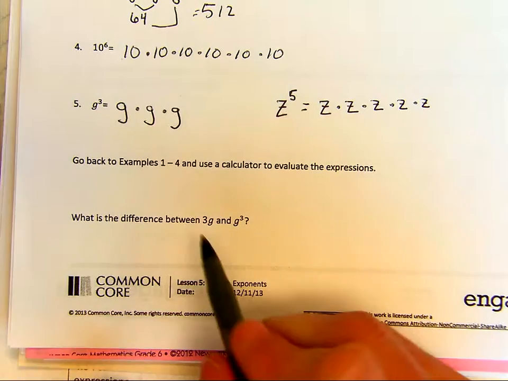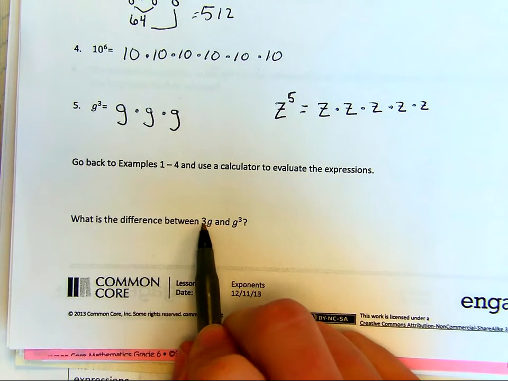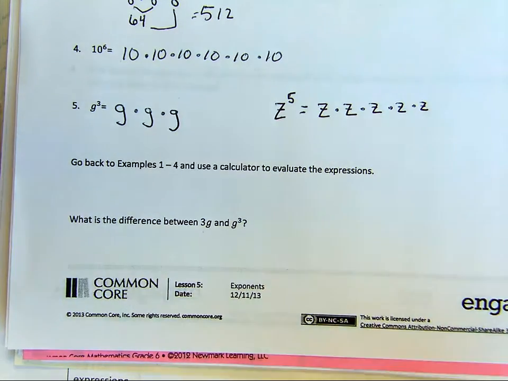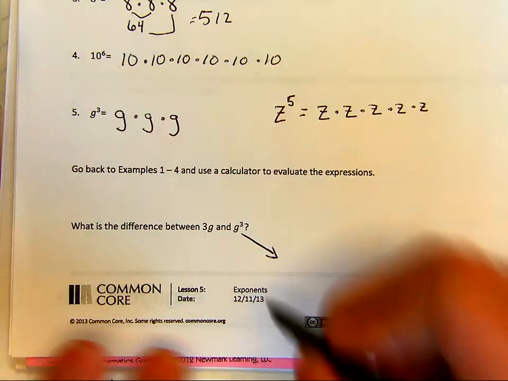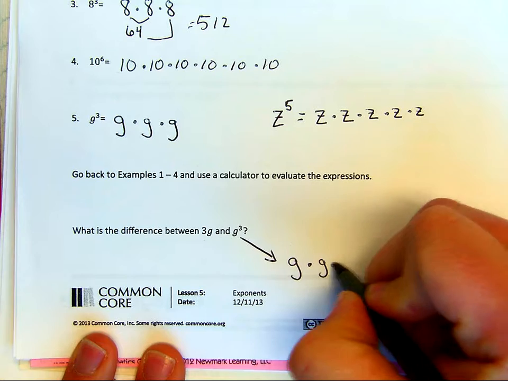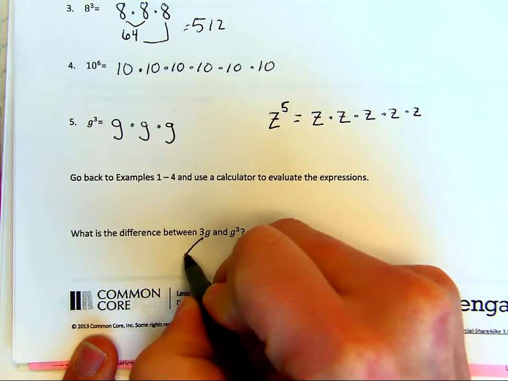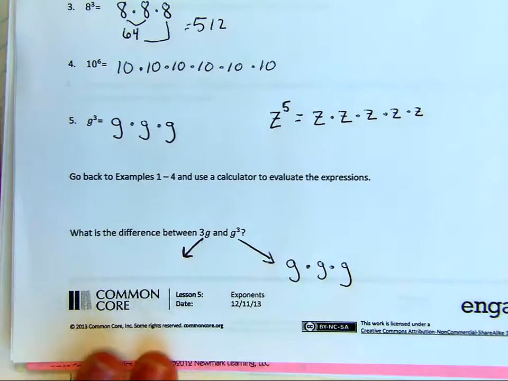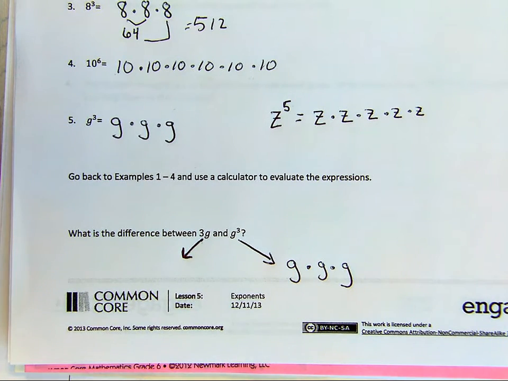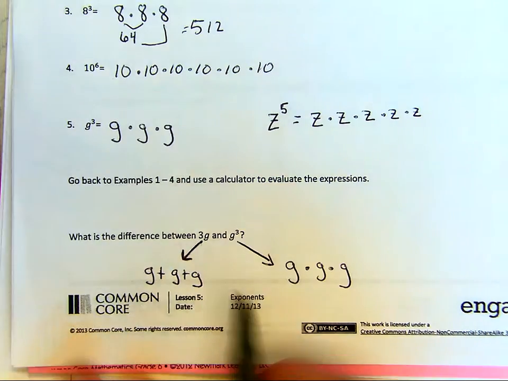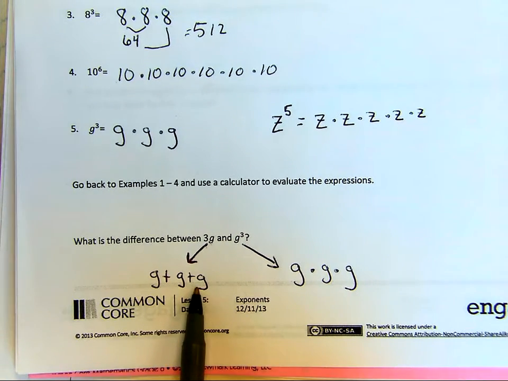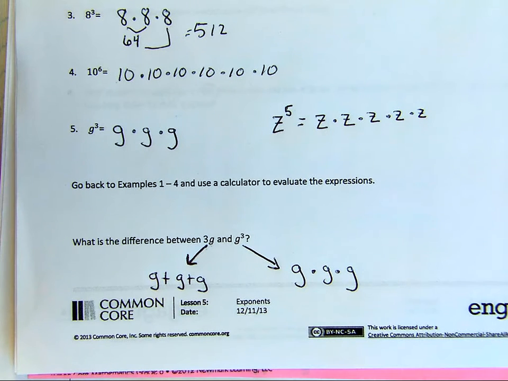Now I want to look at this one, okay? The difference between 3g, which means 3 times g, and g to the third power. So we know g to the third power, Connor, you said it was what? G times g times g, but this 3 times g or 3g, they mean the same thing. What would that one be as a repeated problem? Leo? G plus G plus G. So multiplication is repeated addition. Exponents are repeated multiplication.